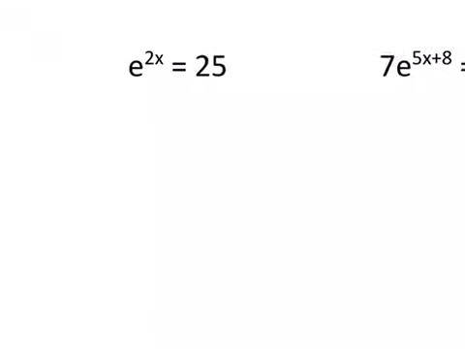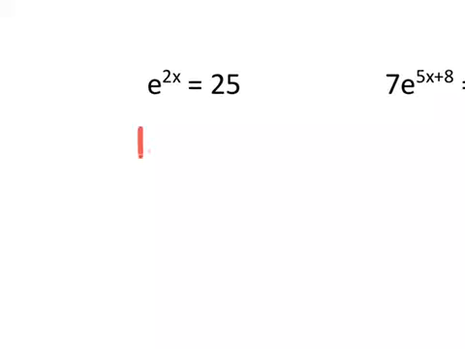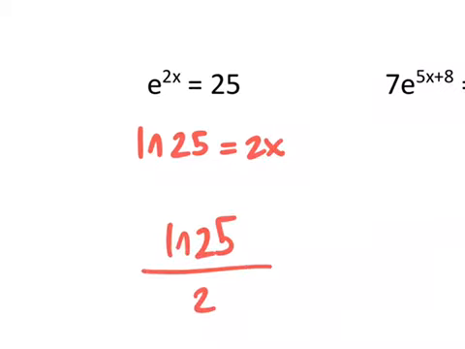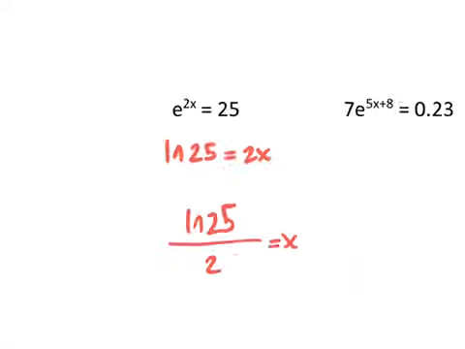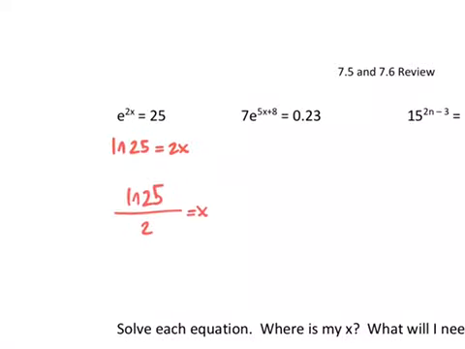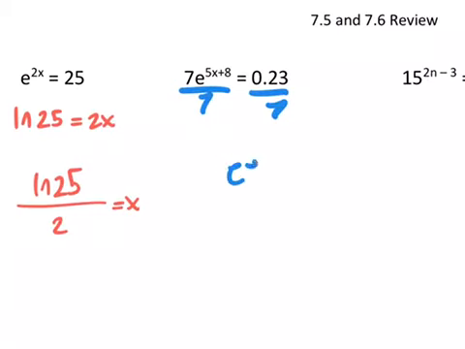Here are some more I'll continue to do. This one's already ready for drop natural log and roll. It is equal to 2x, so I would divide both sides by 2. And here is my answer. This one, before we're ready to drop natural log and roll, I would need to divide both sides by 7. So I have e to the 5x plus 8 power is equal to 0.23 divided by 7.